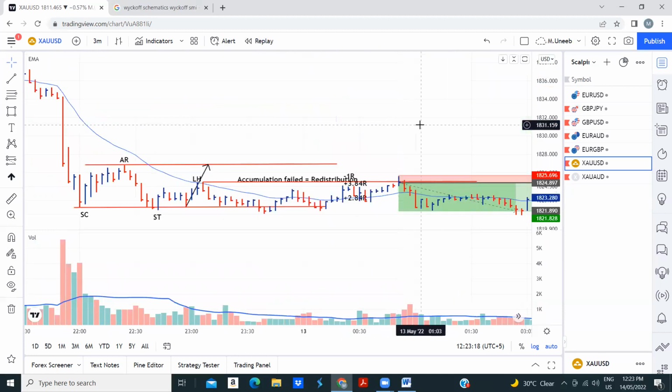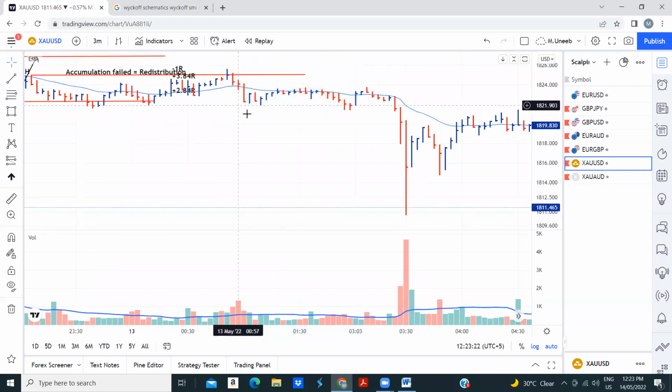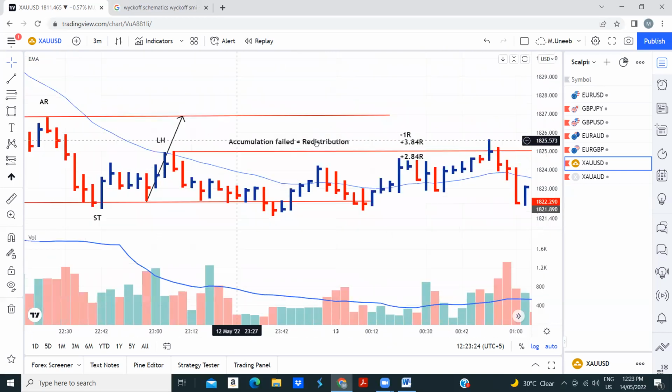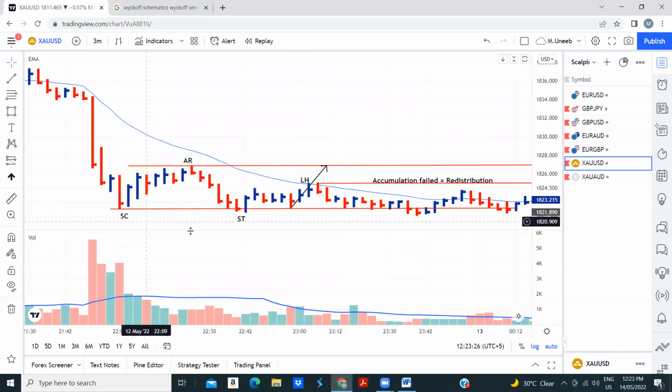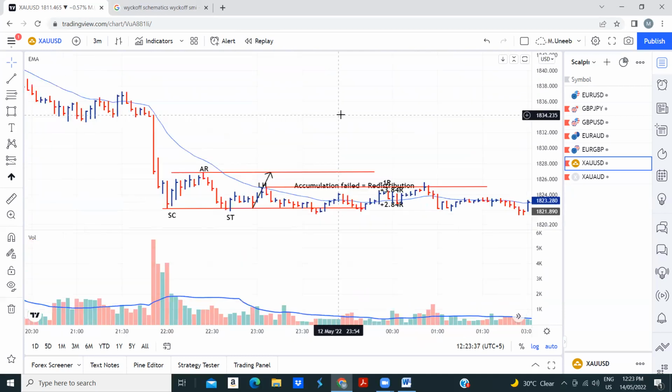Got it? So even a failed accumulation will give you these kinds of opportunities. Now we call this an accumulation change, right? Because when this was to succeed, I would say the price would go over here, hit over here, and then spring, test of spring, breakout, and then the price would go to the upside. But what happened?